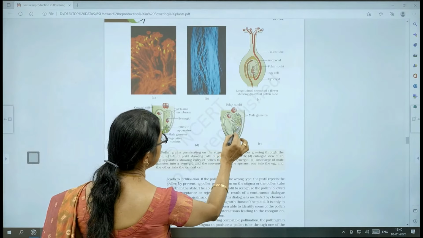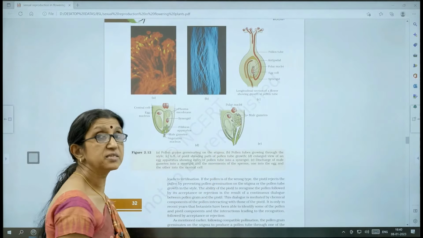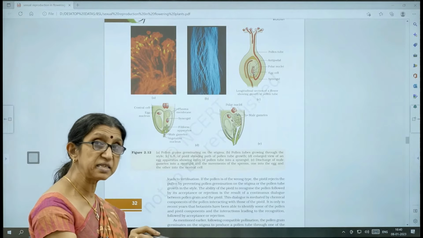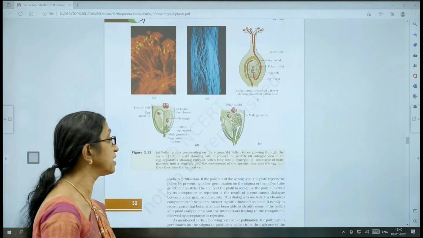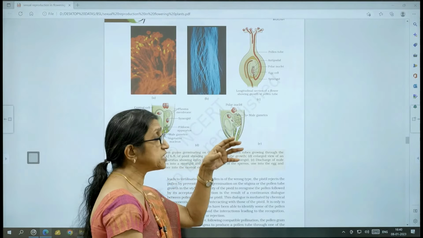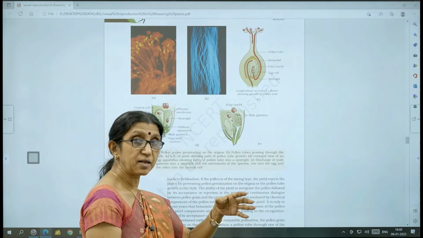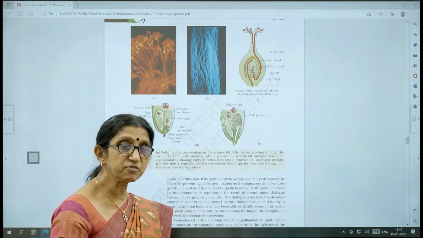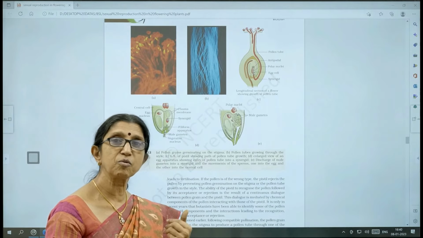Now we can see the pollen tube entering into the cytoplasm of the degenerating synergid through the so-called filiform apparatus. It enters into the cytoplasm. The tip of the pollen tube breaks and releases the pollen tube contents. And that discharge mainly consists of the two sperms, then remnants of the vegetative nucleus, and a little amount of cytoplasm.